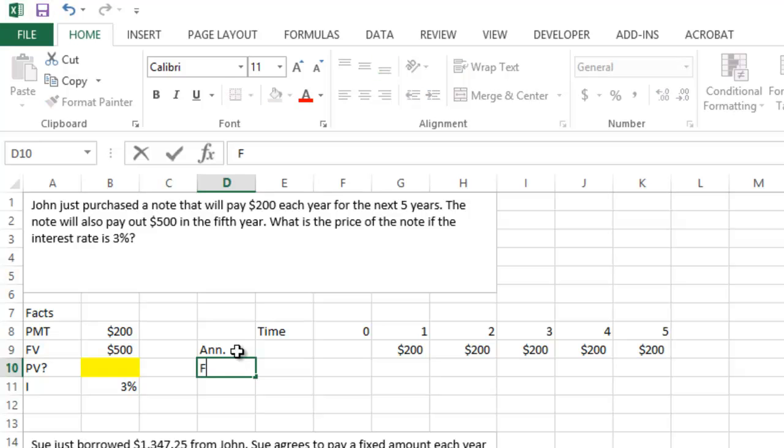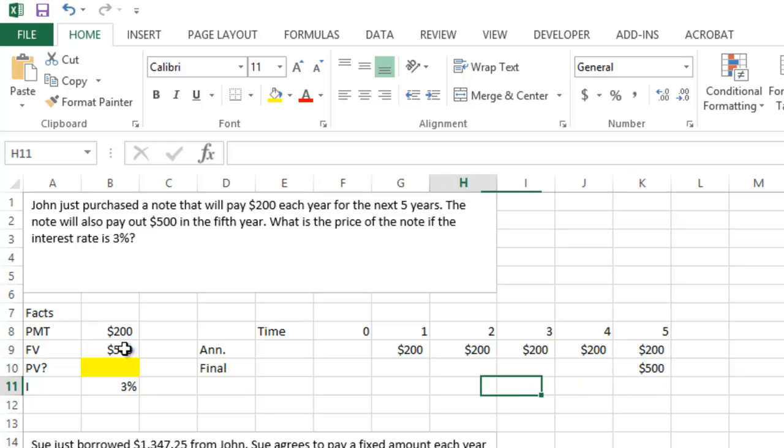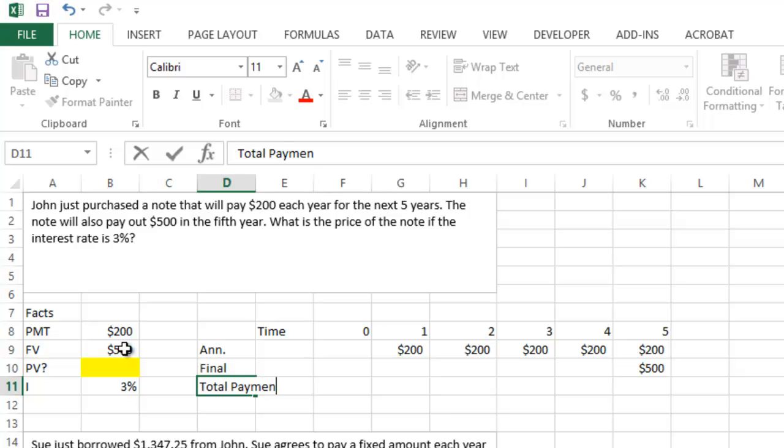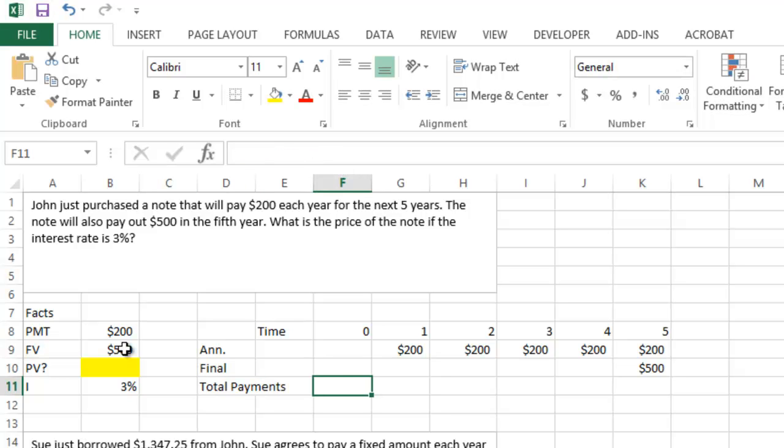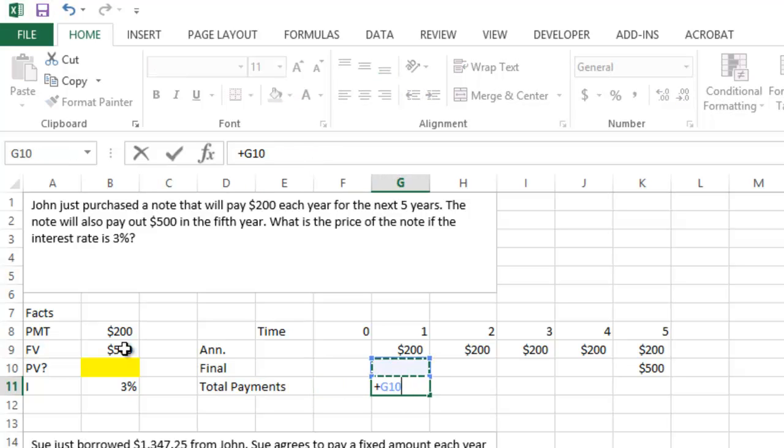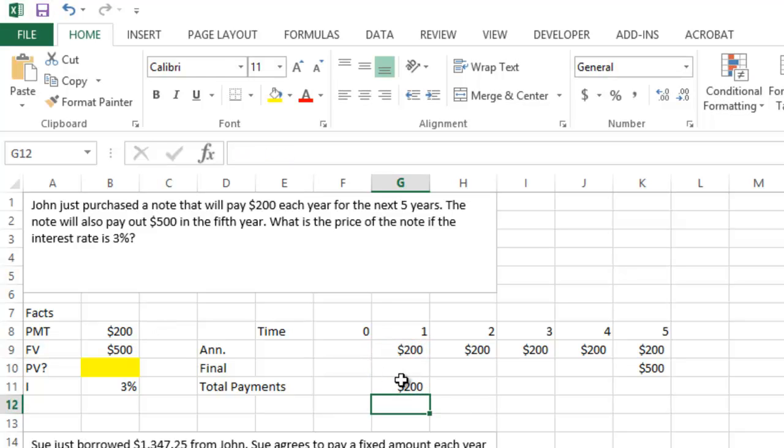There's also a final payment of $500 in the final year, so I'm just going to go ahead and reference that one there. And so the total payments is going to be the final plus the 200. Then I'm going to go ahead and copy that over.